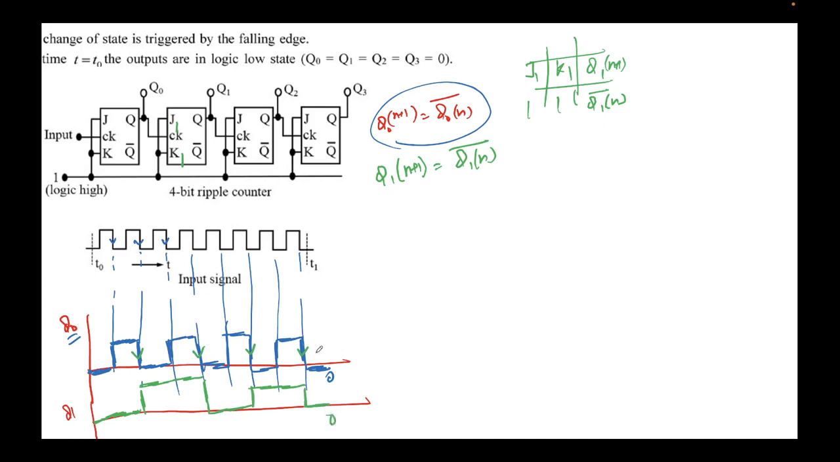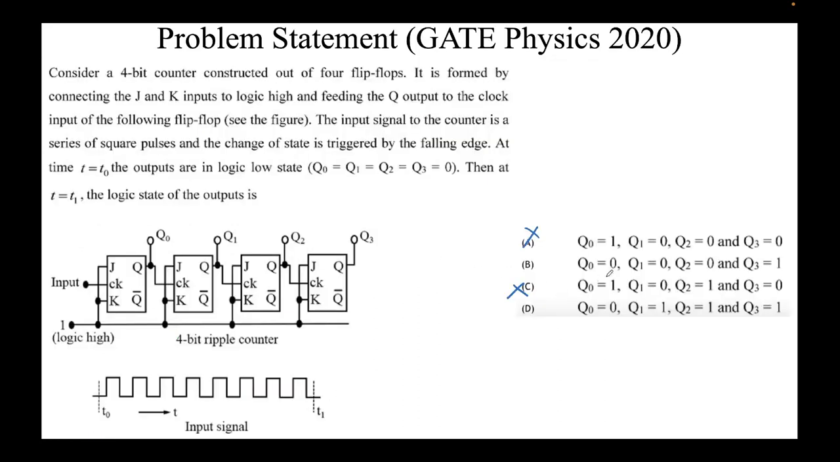So this is the time we were required to find out. This is time T1, note that. So Q1 is also 0 at time T1. Okay, so let's see. Q1 is 0. So option B is the correct one, right? So we found Q0 equal to 0, Q1 equal to 0.